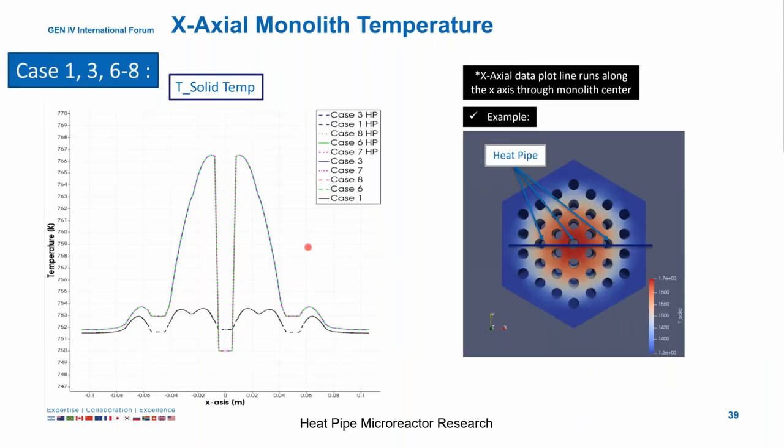Another temperature comparison is at 20,000 seconds, at the end of the calculation. We can observe that the tendency is still the same. For this line along the x axis, the peak points are the heat pipes, the low points are the fuel, and the low point is the heat pipe. At the end of the calculation, all three cases reach their peak temperature. So no matter how long you delay the failure of the heat pipes, finally it will come to the same state. The black line here is the steady state, for comparison.